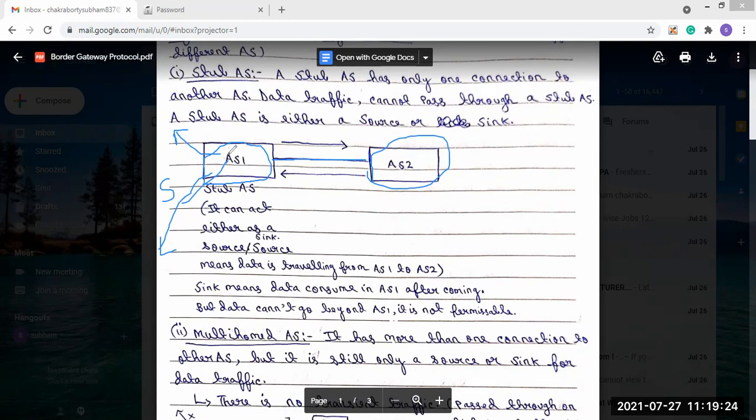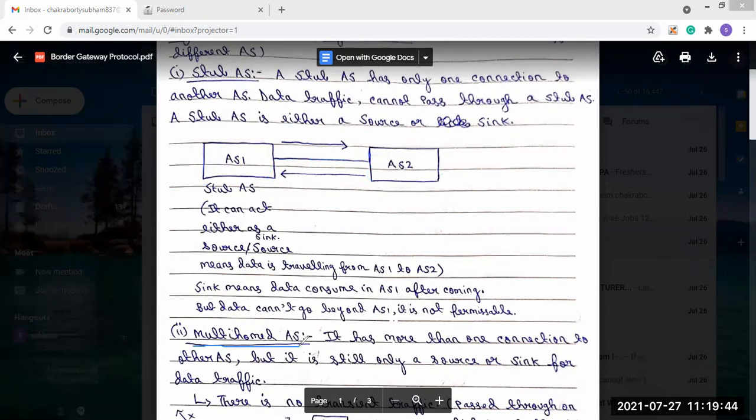And the data will not travel beyond this autonomous system 1. This is the total example of a stub autonomous system. Okay, now the second type is what?